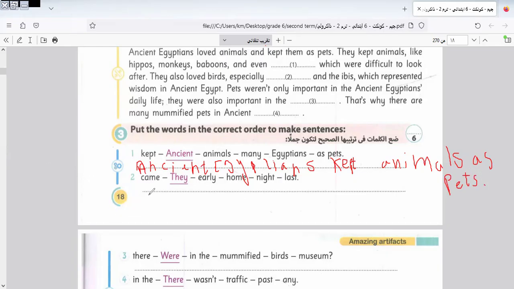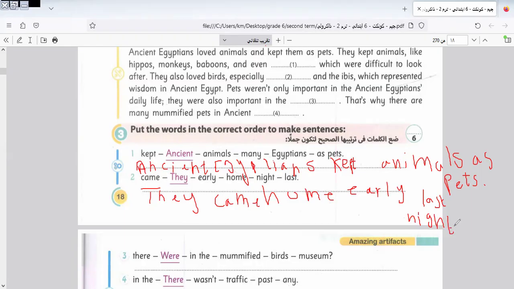So it is the next sentence. It will be: They came home early last night. They came home early last night. I put the full stop at the end of the sentence.